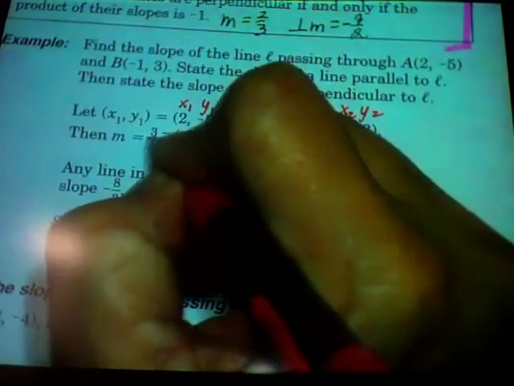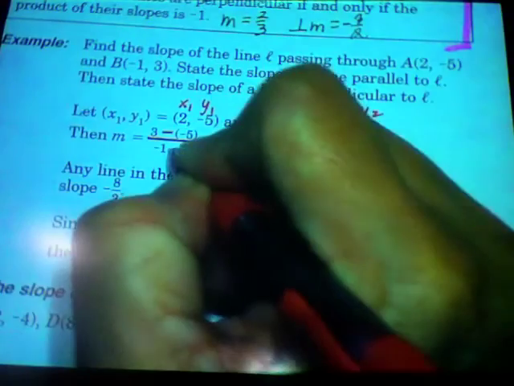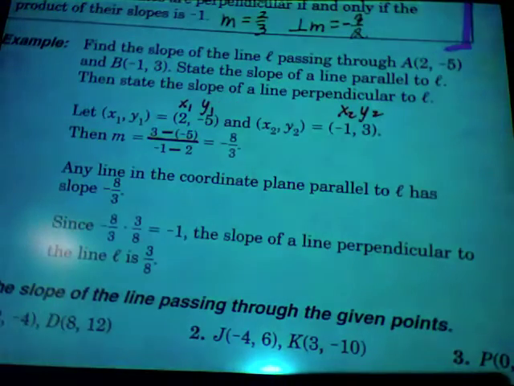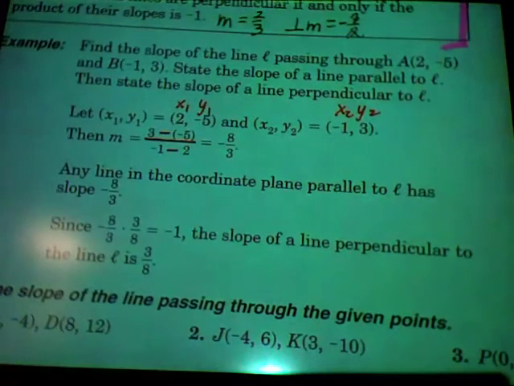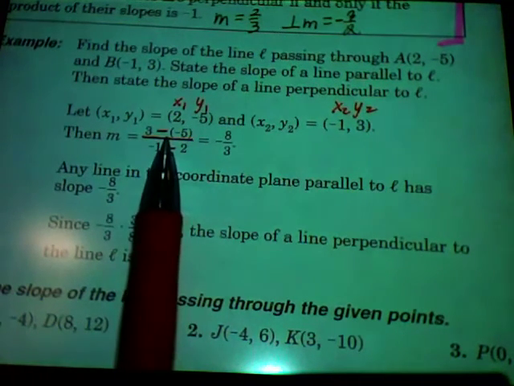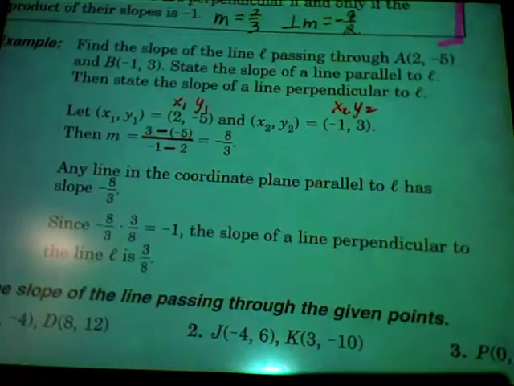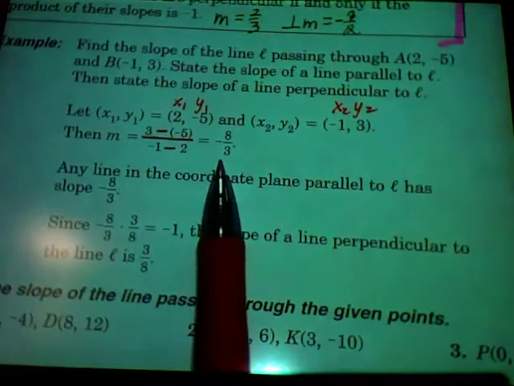I will always draw the formula with the subtraction signs in first, and then I'll put the numbers into the formula, because otherwise when you try to subtract a negative, oftentimes for this I get just 3 minus 5. And then you end up with the wrong signs. So they end up with negative 8/3.